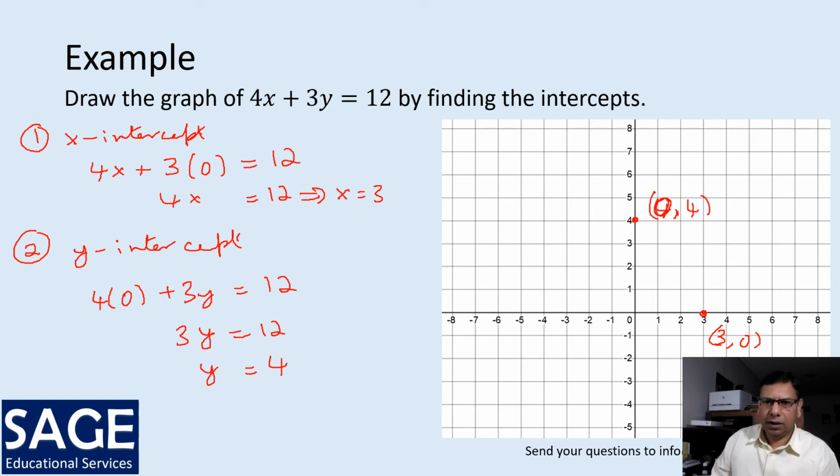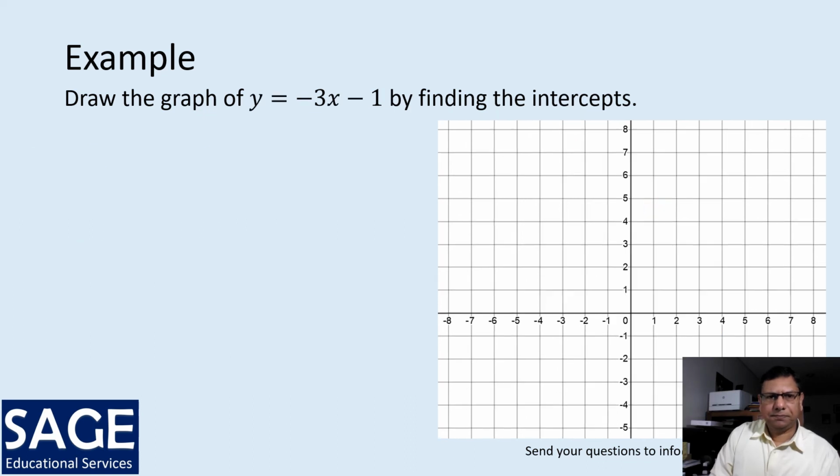The next thing I need to do is just draw the line through those 2 points. Once I have that line, then that is all that I need to do. 2 points give me a line. So that is how you draw the line using the intercepts.